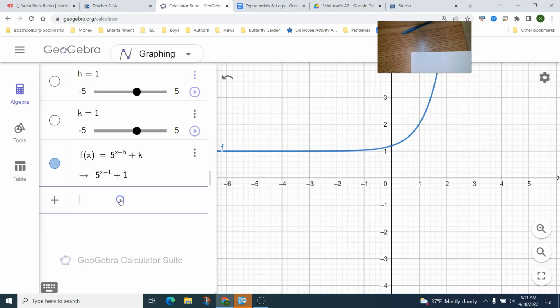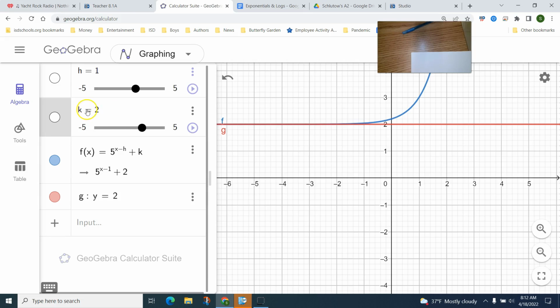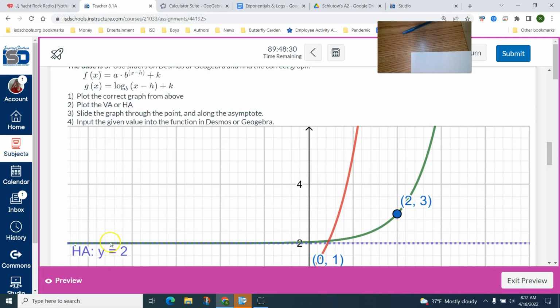And then my horizontal asymptote was 2. y equals 2. y equals is the horizontal asymptote. All right. So now raise your k to the 2. That's probably the easier way to do it. That's how I tend to do it. Raise your k to the 2. The horizontal asymptote was 2.